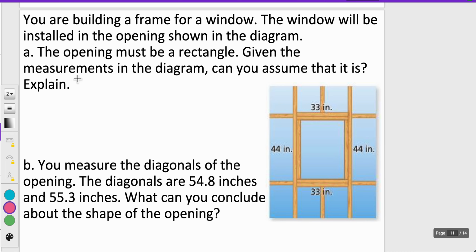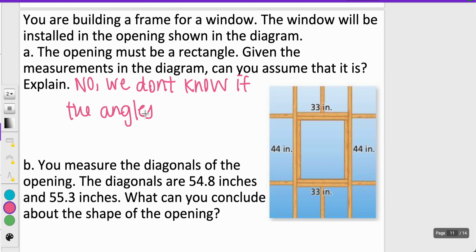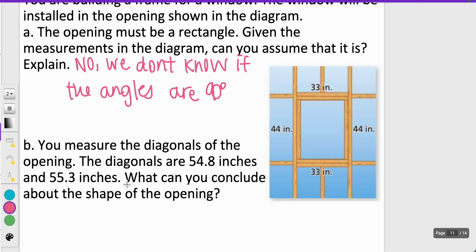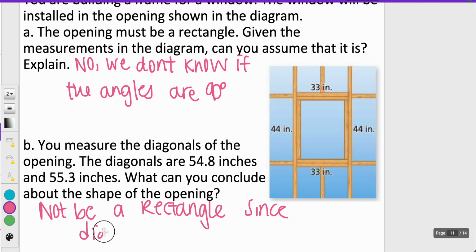We can assume it is based on the sides, but not necessarily on the angles. We don't know if the angles are 90 degrees. Okay? You measure the diagonals of the opening. The diagonals are 54.8 inches and 55.3 inches. What can you conclude about the shape of the opening? So this would not be a rectangle, since the diagonals don't match. Okay?